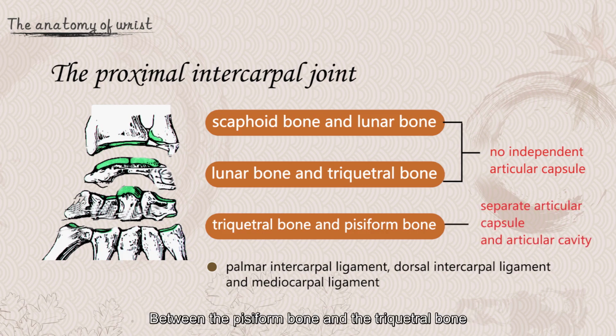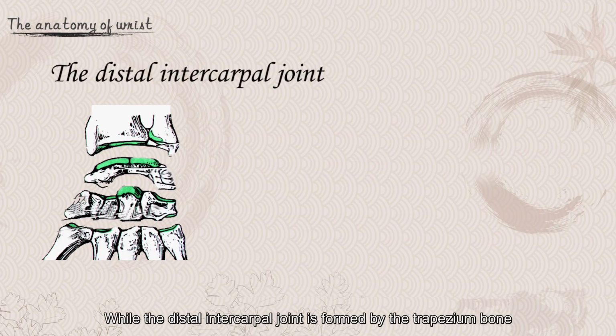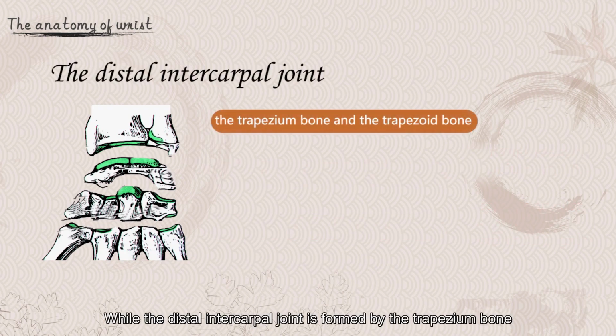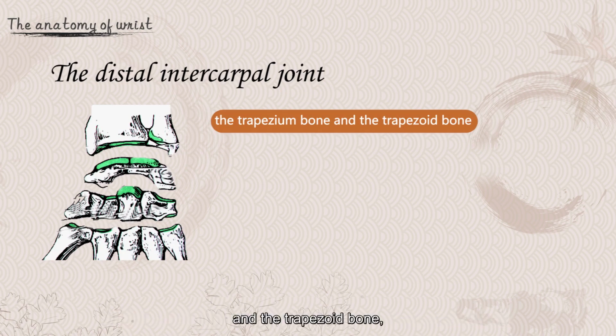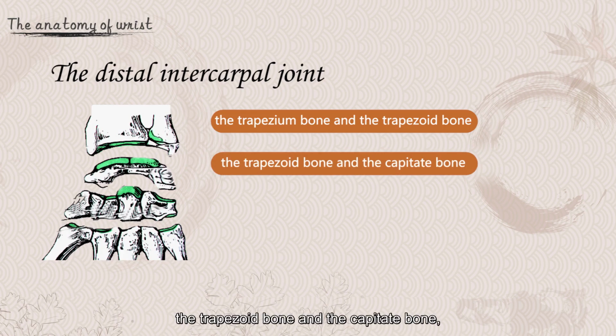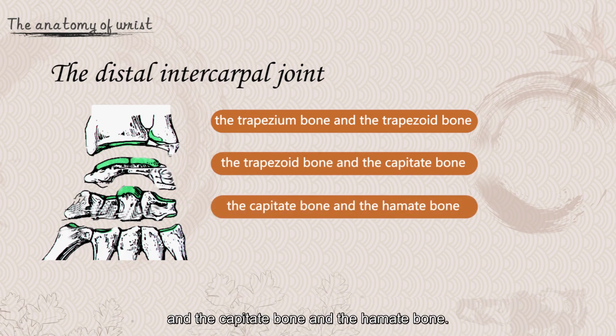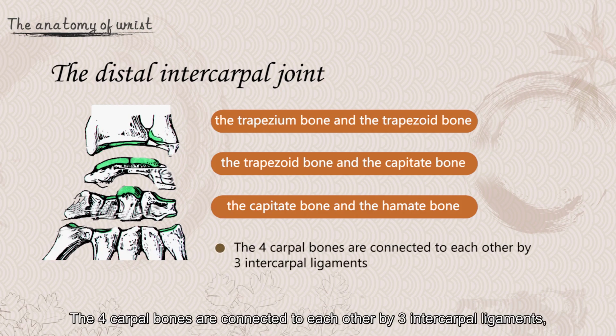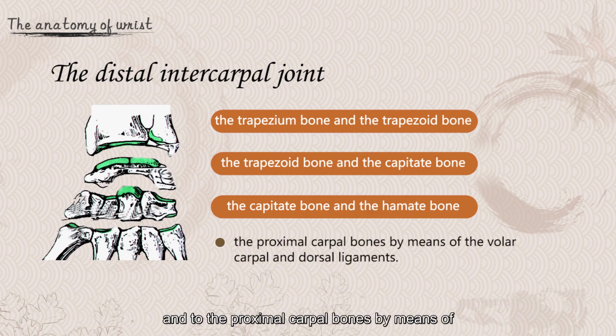Between the pisiform bone and the triquetral bone, the pisiform joint is formed with a separate articular capsule and articular cavity, while the distal intercarpal joint is formed by the trapezium bone and the trapezoid bone, the trapezoid bone and the capitate bone, and the capitate bone and the hamate bone. The four carpal bones are connected to each other by 3 intercarpal ligaments, and to the proximal carpal bones by means of the volar carpal and dorsal ligaments.